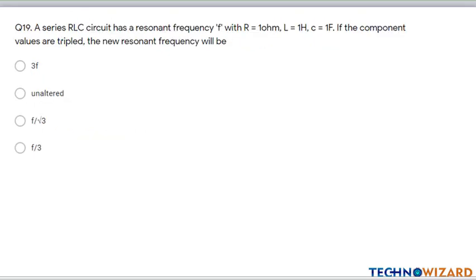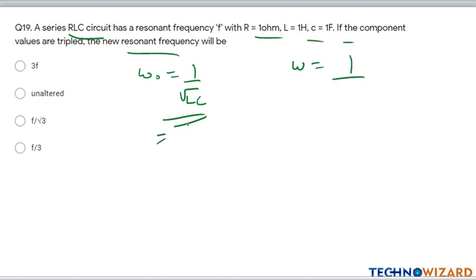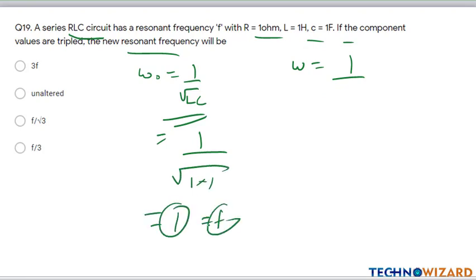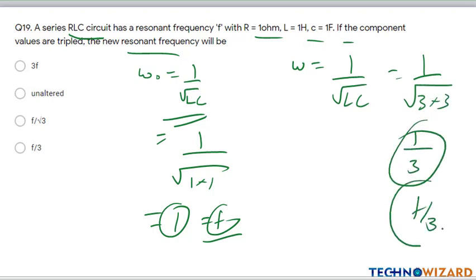Next question. A source RLC circuit has a resonant frequency F. We have to find the new resonant frequency. We know that omega naught is equal to 1 upon root LC. Now the new resonant frequency, in which all the values are tripled. For the old resonant frequency, root 1 into 1, the omega naught will be 1, that is equal to F, or you can say root LC. Now 1 upon root of 3 times L, that is 3 into 1, 3 into 3. This will equal to 1 upon 3, that is F by 3. The new resonant frequency will be F upon 3. Therefore, option D is the correct answer.